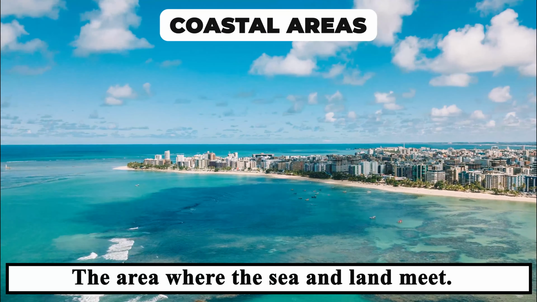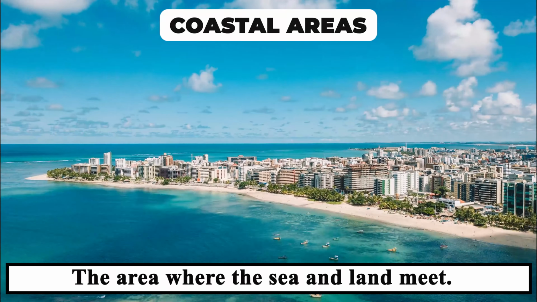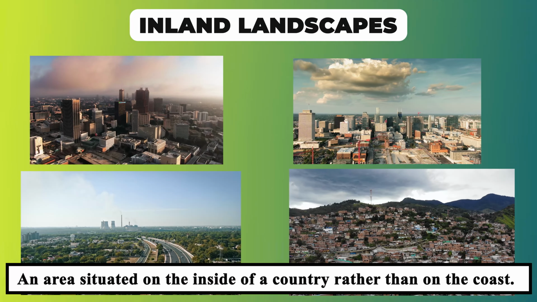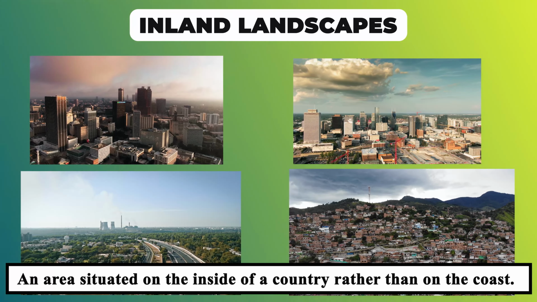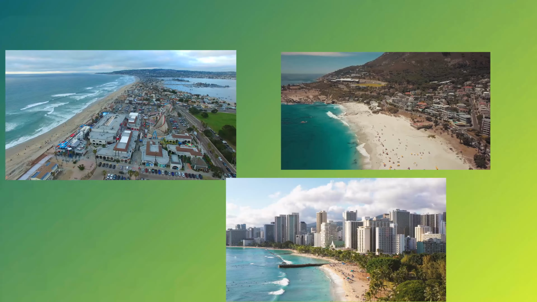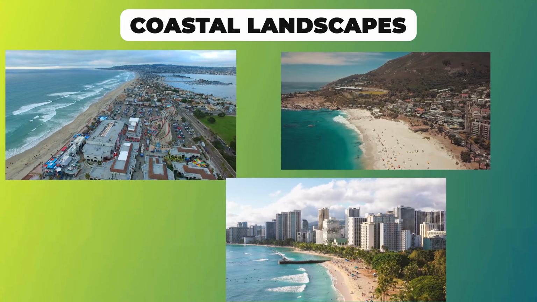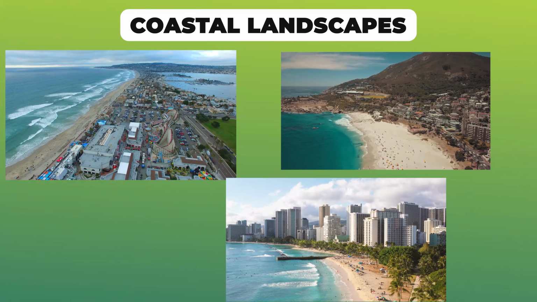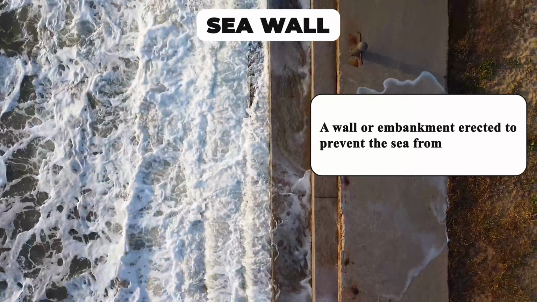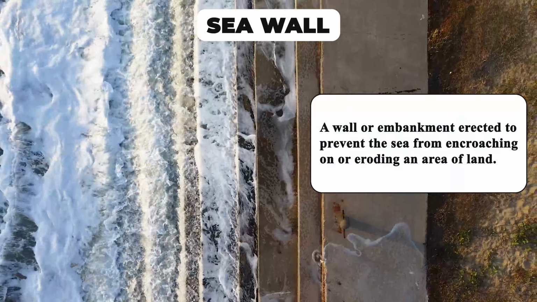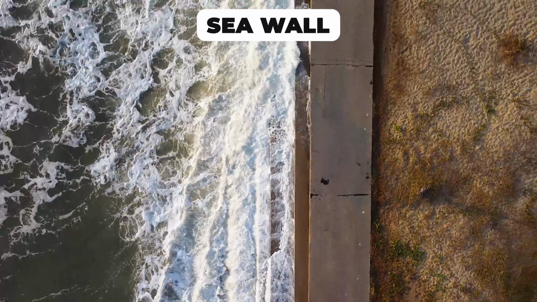Coastal areas. This area is where the sea and land meet. Inland landscape. Coastal landscape. Sea wall, a wall or embankment erected to prevent the sea from encroaching on or eroding an area of land.